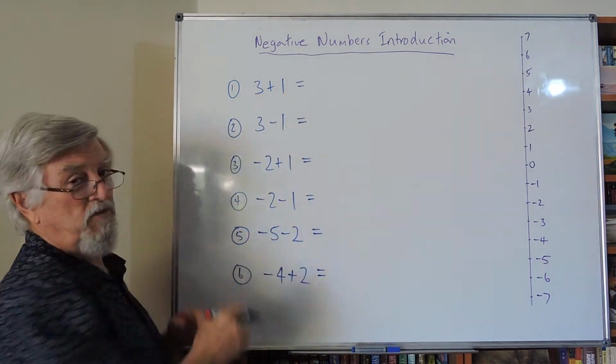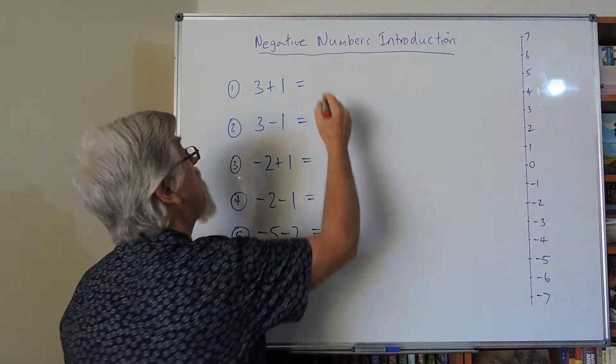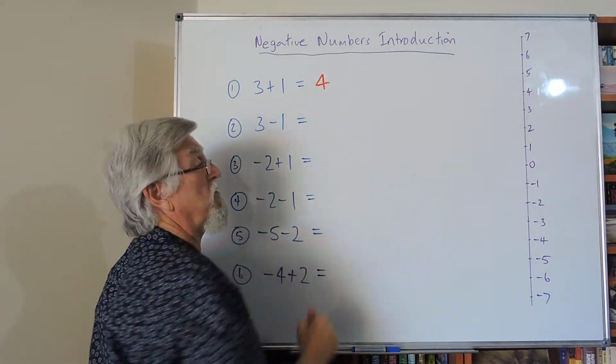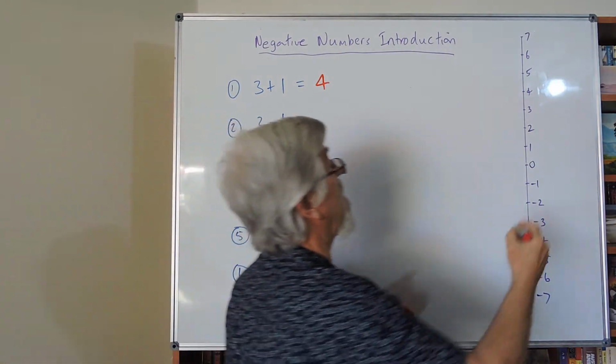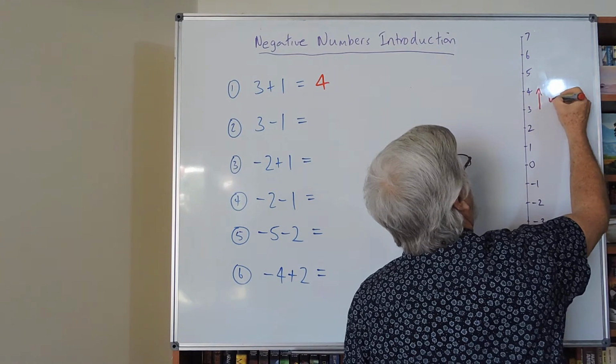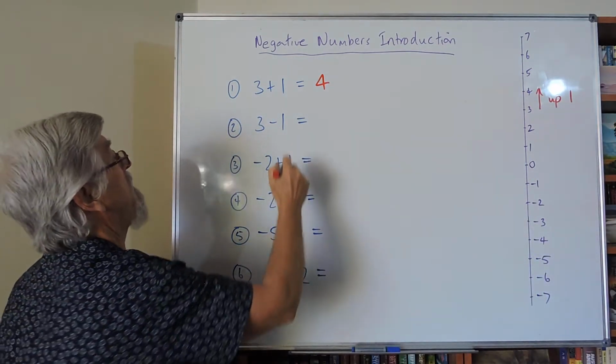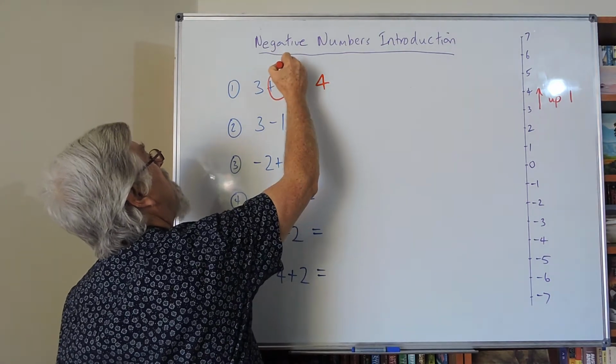If I went 3 plus 1, everyone will look at it and go, that's 4. I could talk about why, but let's have a look at it being 4 and why it's 4. If I go over to here, when I went 3 plus 1, I've gone up 1. So I really want to think about the idea that this is saying up 1.